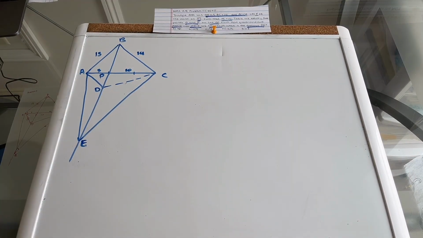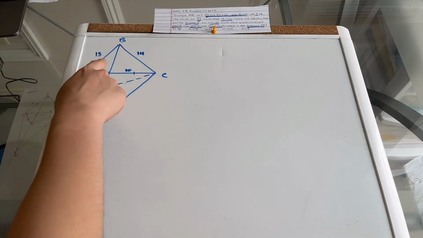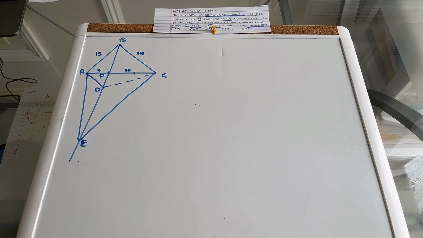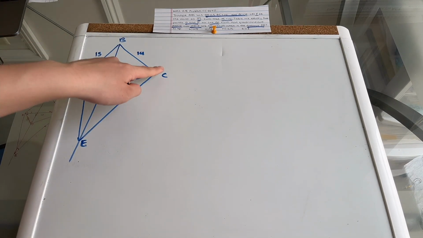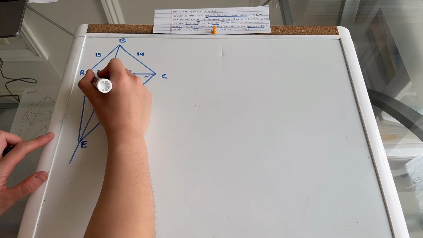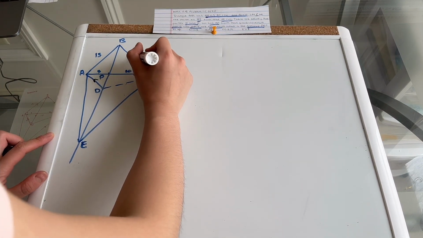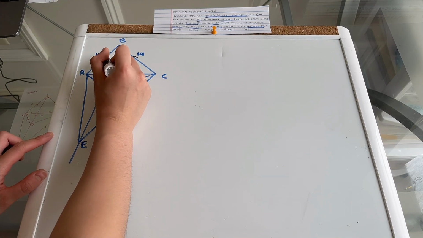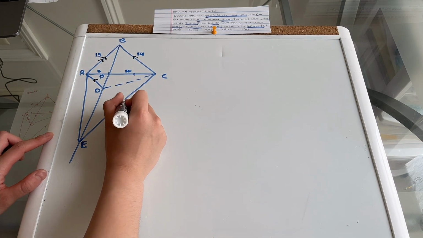Here's the diagram, and we know that this is 5 and this is 10, and that this is 13 and this is 14. So I drew two trapezoids, ABCD and ABCE. In trapezoid ABCD, AD is parallel to BC. And in trapezoid ABCE, we can see that AB is parallel to CE.